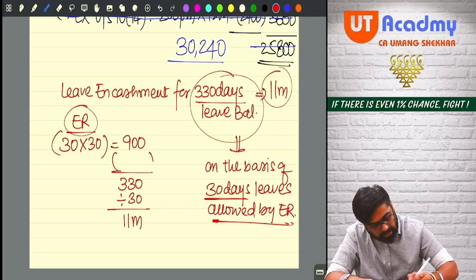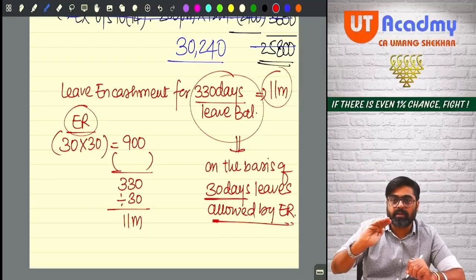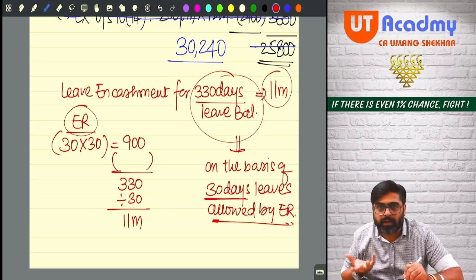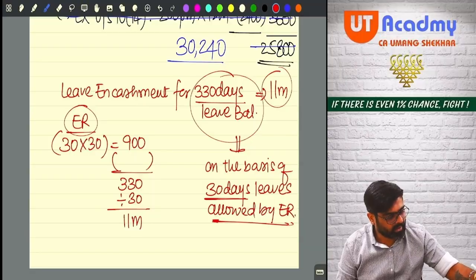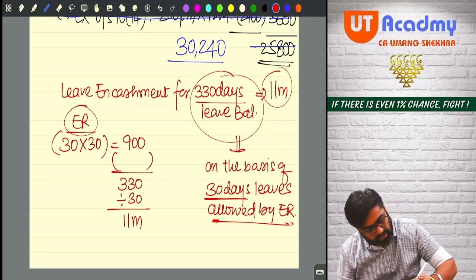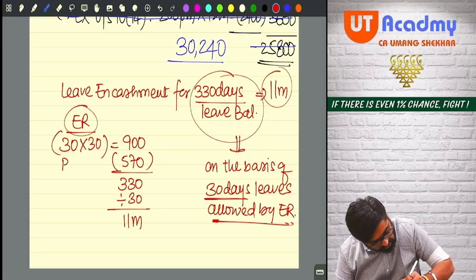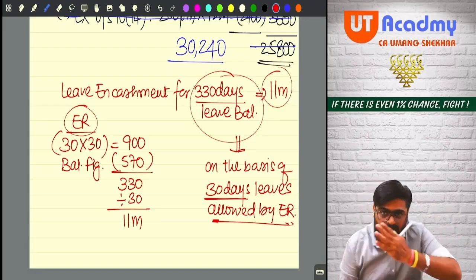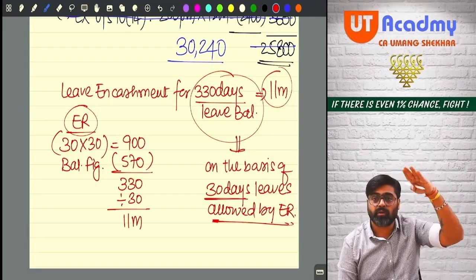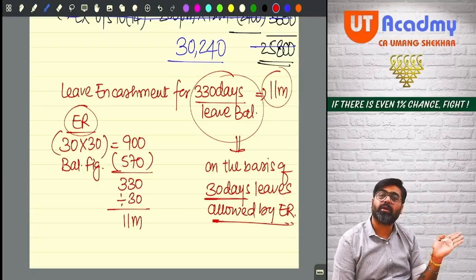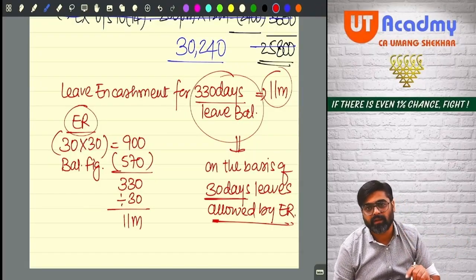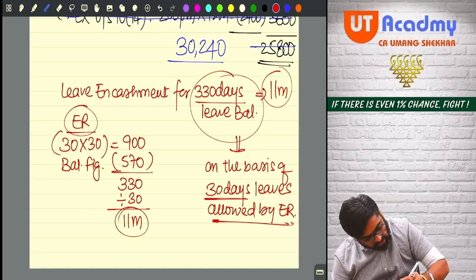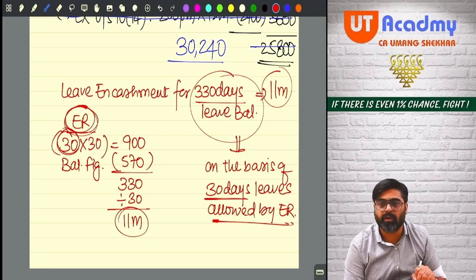So how much leave you would have taken? Out of 900, how much leaves you would have taken to get 330 days balance? Balancing figure. So 900 minus 330, meaning that you would have taken 570 days leave. This was a balancing figure. This balancing figure is nothing but the leave taken by you during these 30 years. Leave allowed was 900. Out of that you took 570. Then remains what? 330 days. And if you divide by 30, you will get what? 11 months leave credit. This 11 months leave credit is calculated on the basis of leave allowed by employer, which was 30 days only, no?